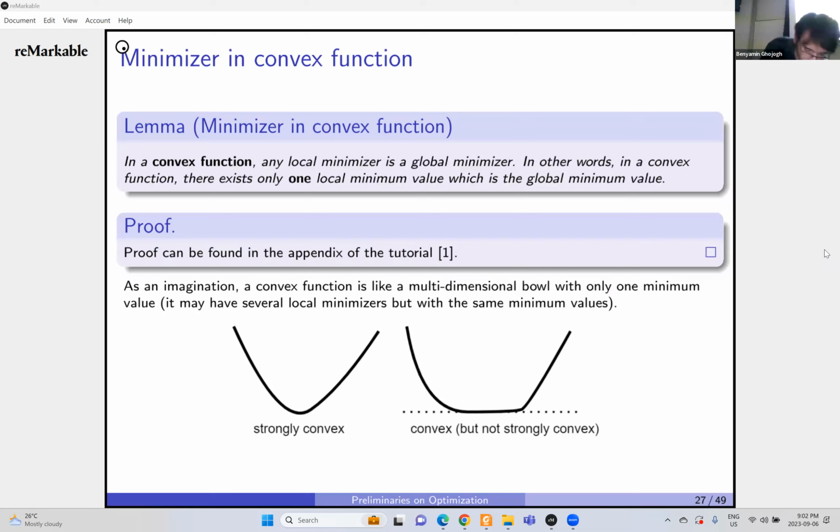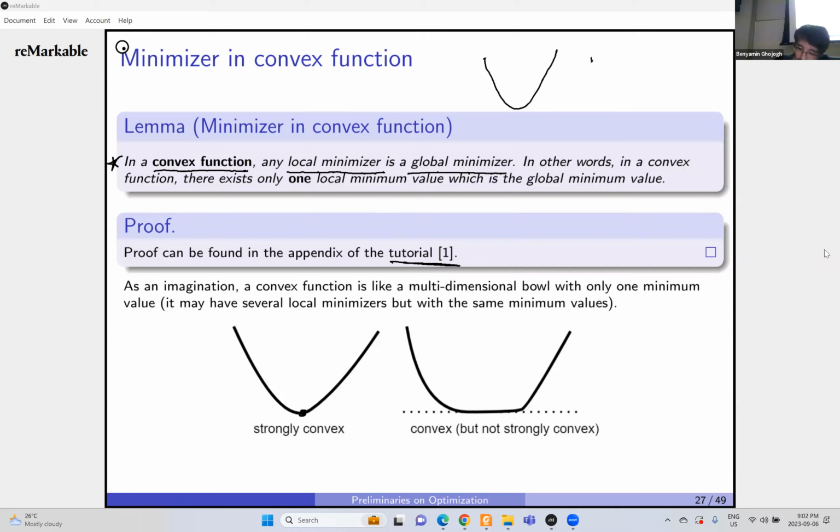There is a lemma for convex functions. There is no proof here; as you see, I have eliminated the proof. For those of you who are interested, you can take a look at my tutorial for the proof. But try to understand this lemma. It says in a convex function, any local minimizer is a global minimizer. I think it's obvious. Consider this convex function. This is the local minimum, and this is also the global minimum.